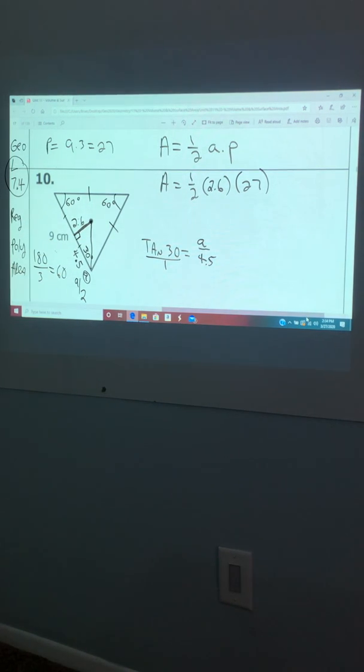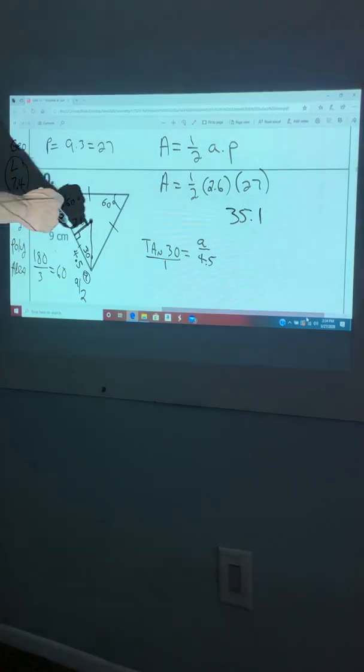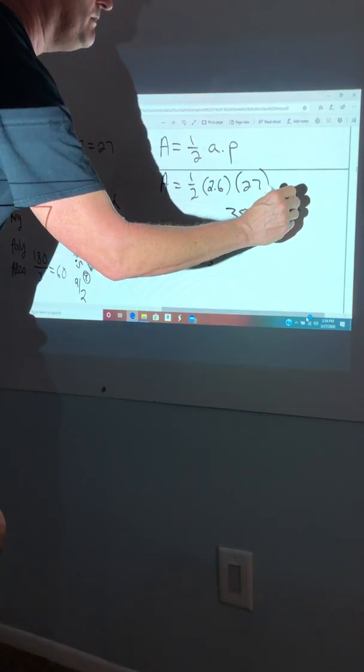You guys know what to do here. This actually isn't too bad. So 0.5 times 2.6 times 27, and your area is 35.1. Put the 35.1, and then don't forget with area, it is centimeters squared in this case.